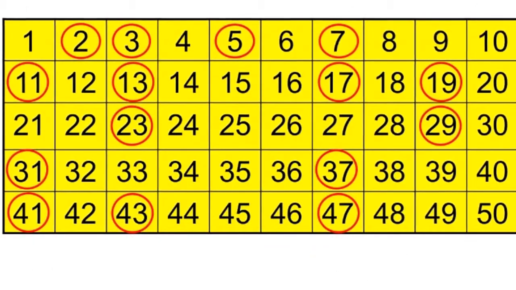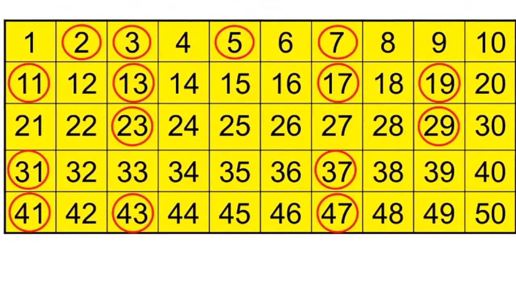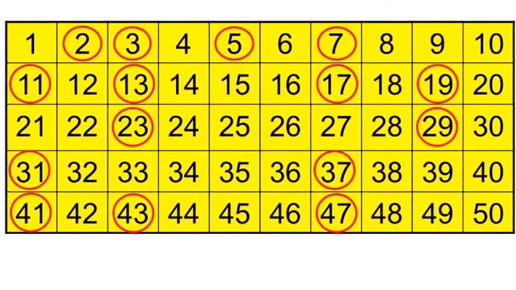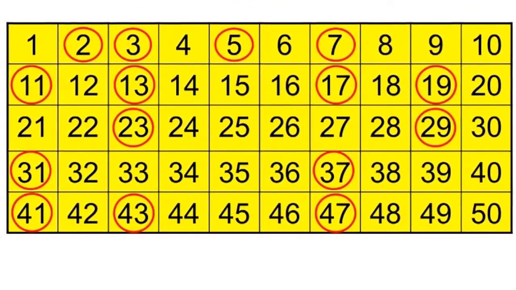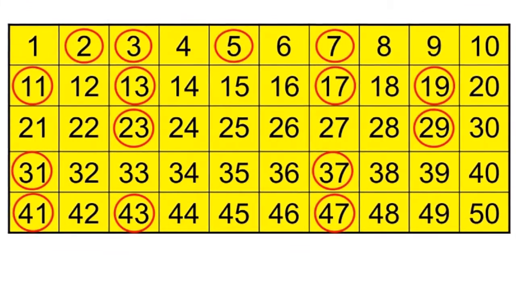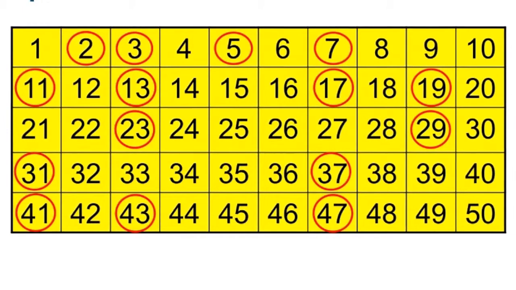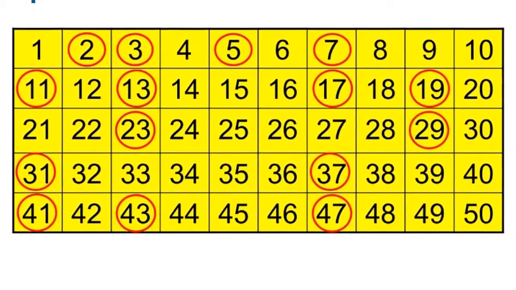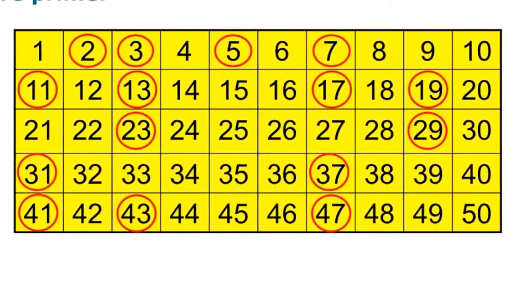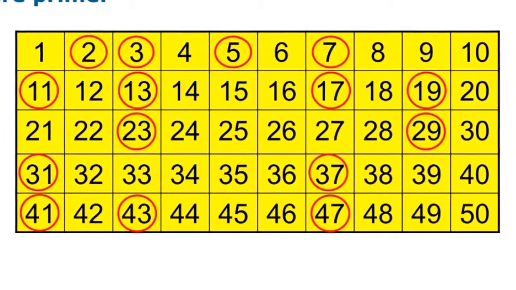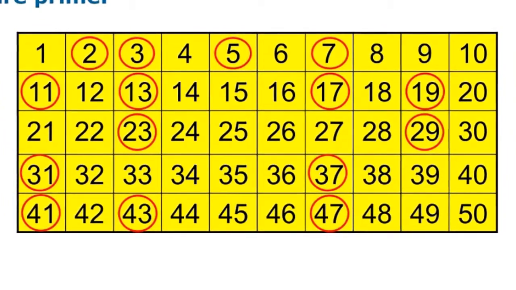Now here you've got all of the prime numbers circled in red from 1 through 50. These are not the only prime numbers in existence, as it continues further on, but be aware of the common misconception that primes are odd and composites are even. That is not the case. If you noticed, it is all about how many factors they have.